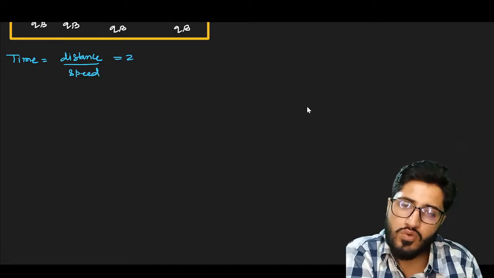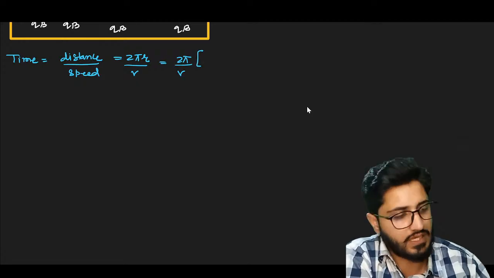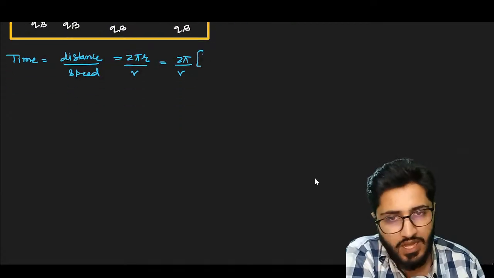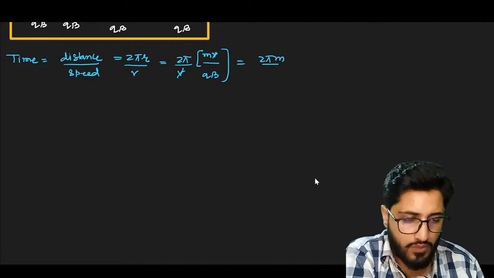Distance is 2 pi r, speed is v. So time is 2 pi r by v. What is r now? I guess r is mv by qB, so I can write mv by qB. V cancels out, so the time period came out to be 2 pi m by qB.